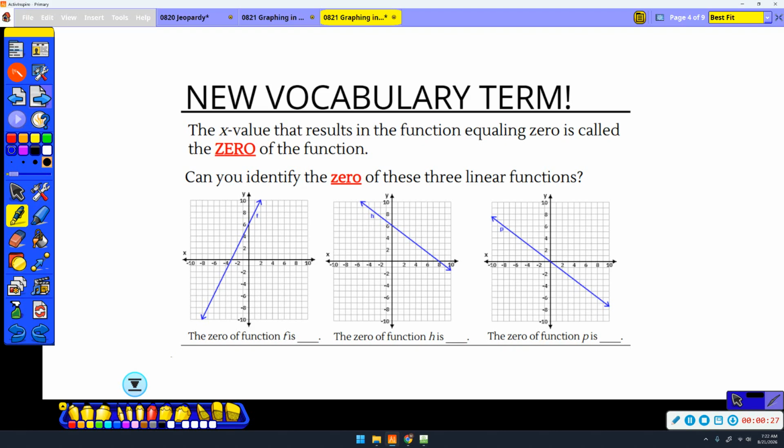So what would my 0 be on this first graph? 0. -3. So it's your x-intercept. Okay, 0 is just your x-intercept. So what's my x-intercept on this one? And then that one? 0. Okay, that's all it is. It's where the x equals 0.